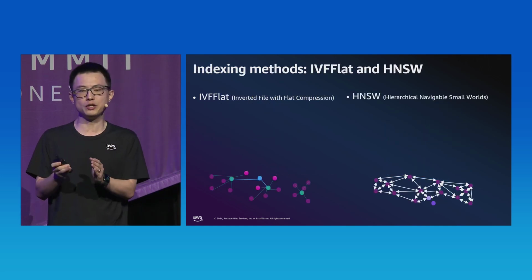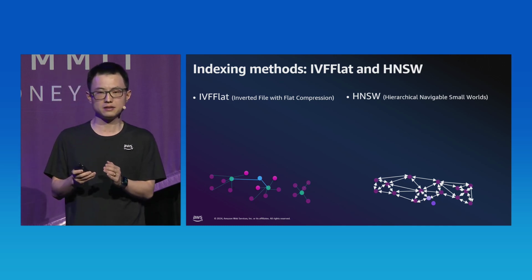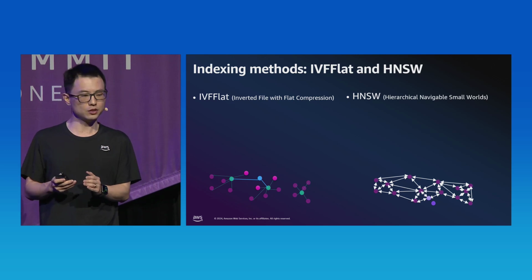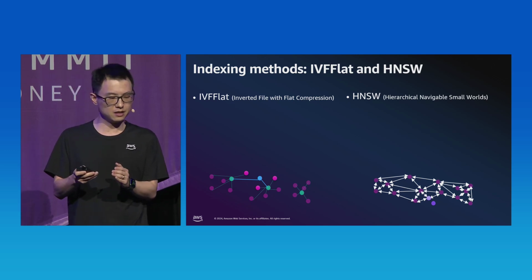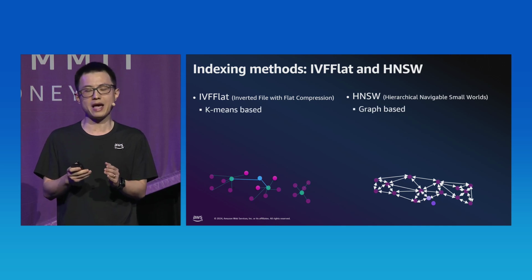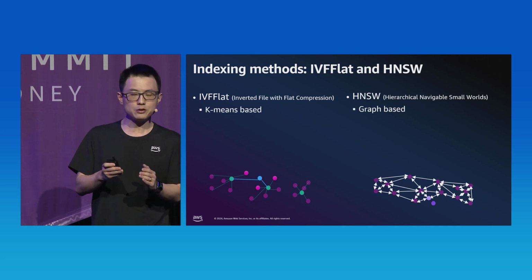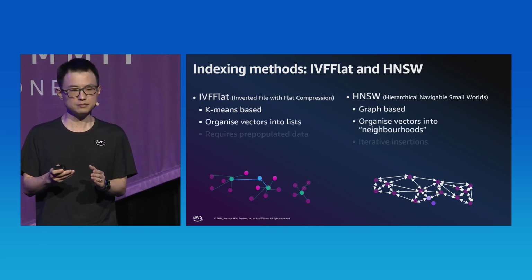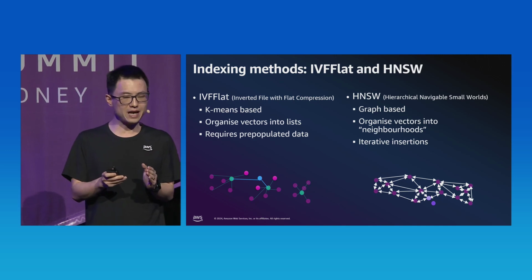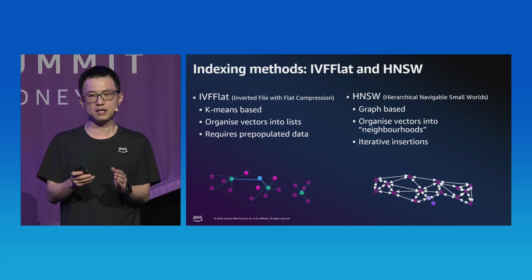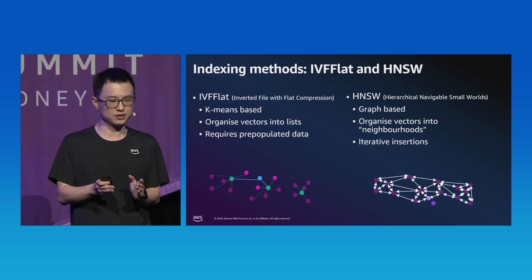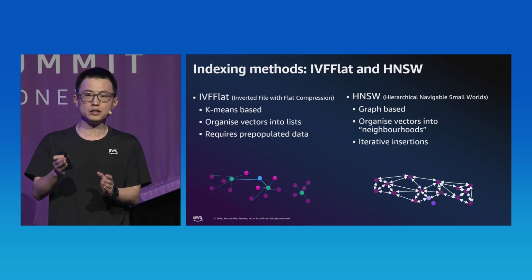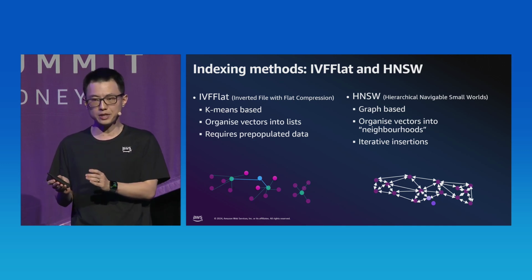And there are 2 indexes you can use for ANN: IVFFlat and HNSW. IVFFlat is a k-means based algorithm, and HNSW is a graph-based algorithm. IVFFlat organizes the vector data into lists, and HNSW organizes data into graphs, similar to a B-tree.